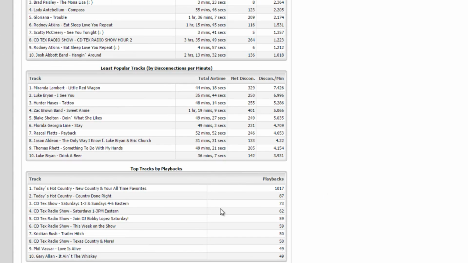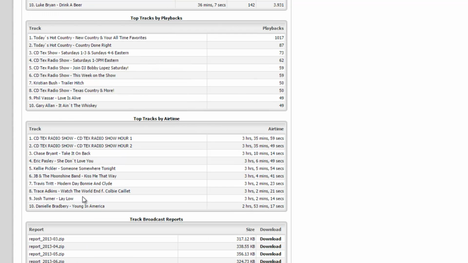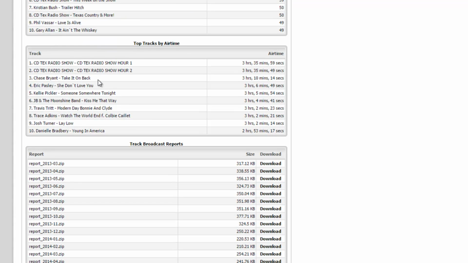Top tracks by playbacks. Again, you're going to see that a lot of these are station liners that are in the top 10 number of songs that are played back. Top tracks by airtime makes sense. We've got two three-hour-long shows. You're going to see that they're up there a lot.